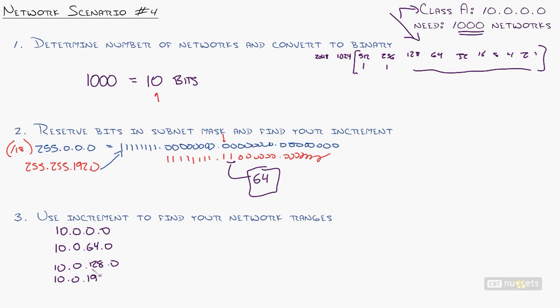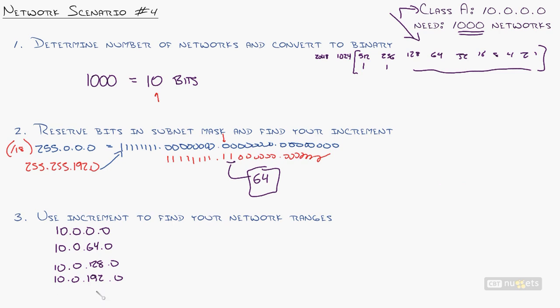What happens here? 10.0.192.0. What happens when you add 64 to 192? 192, 64, be 6, 5, carry the 1, it'd be 256. No. Sorry, you can't have 256. What does this mean? Is it broken? What does that mean? Well, all that means is you've reached the end of that octet.